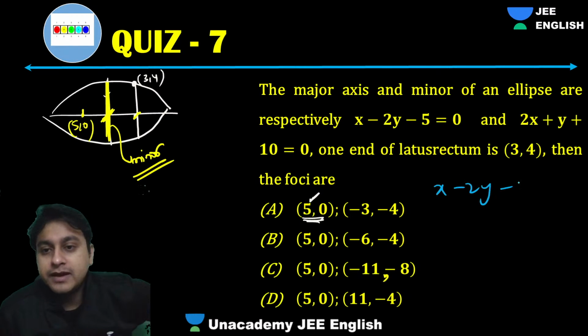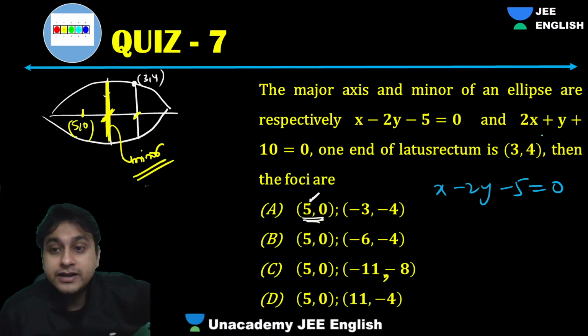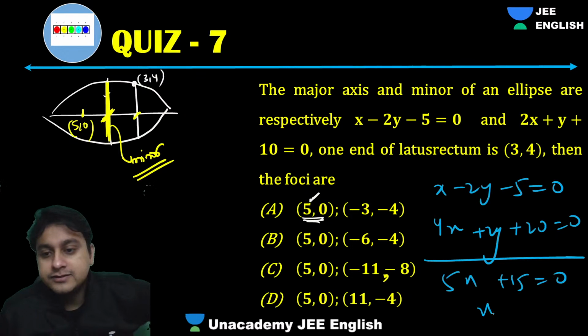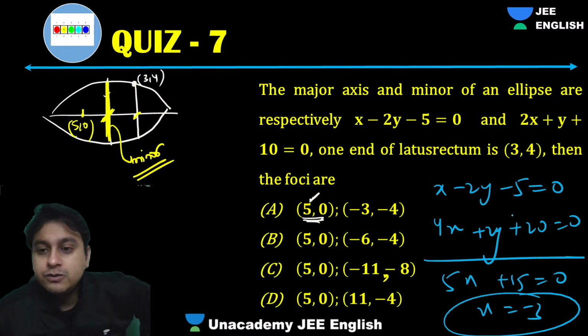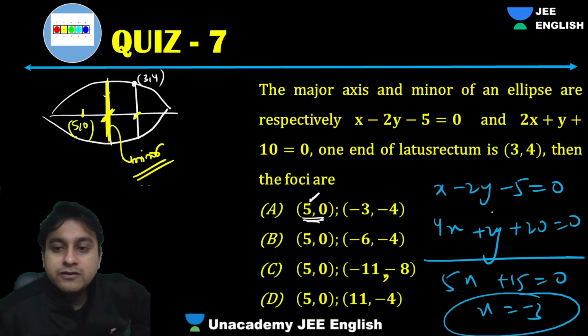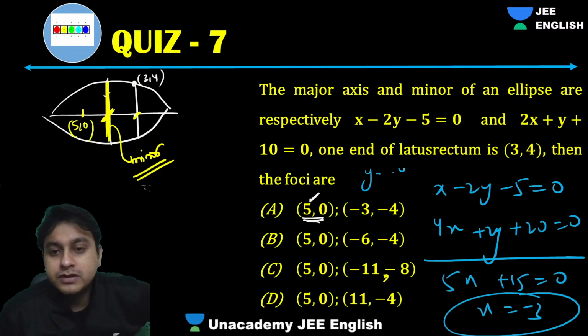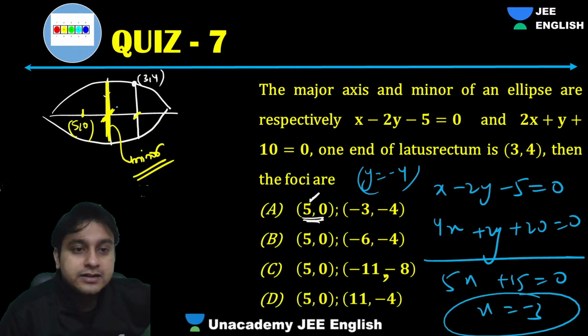x minus 2y minus 5 equals 0. And this one I'm writing as doubling it, so 4x plus 2y, I'm doubling this one, okay? Plus 20 equals 0. Now I'm adding it. So I'm getting 5x plus 15 equals 0. We are getting x equals minus 3. So what will be your y? Minus 3, that will be going that side, 8, y is minus 4. So y is coming as minus 4. I got the center. What is that? That is coming as minus 3 comma minus 4.